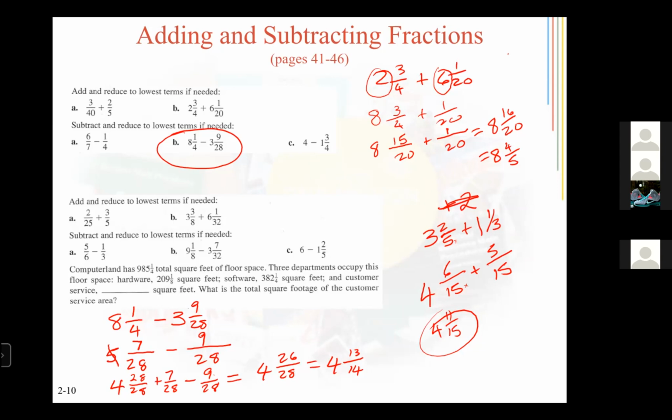All right, so before we move on, I'm going to ask you to do this other one, which is kind of similar. Do 9 and 1/8 minus 3 and 7 over 32. I want you to do that.